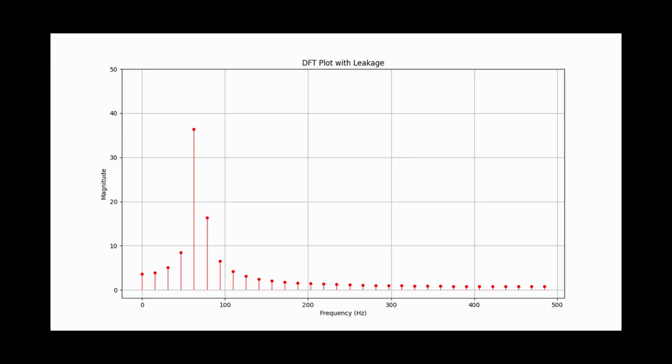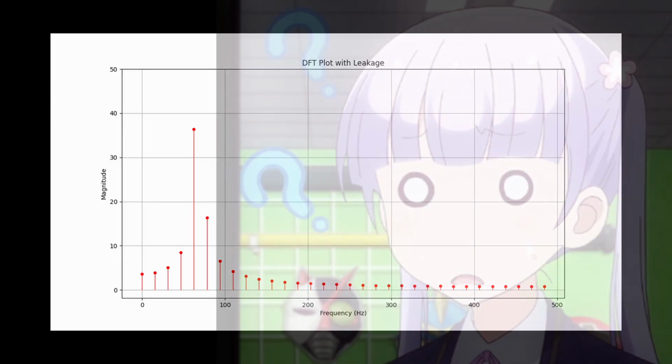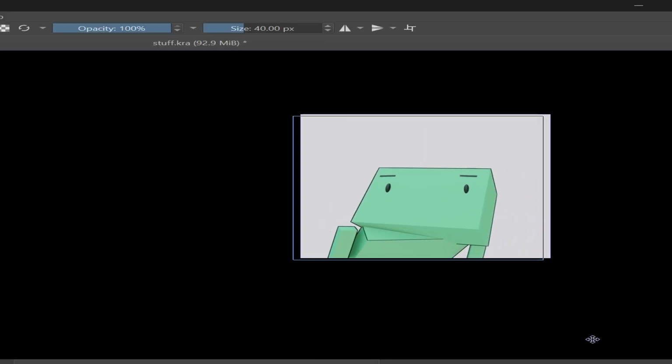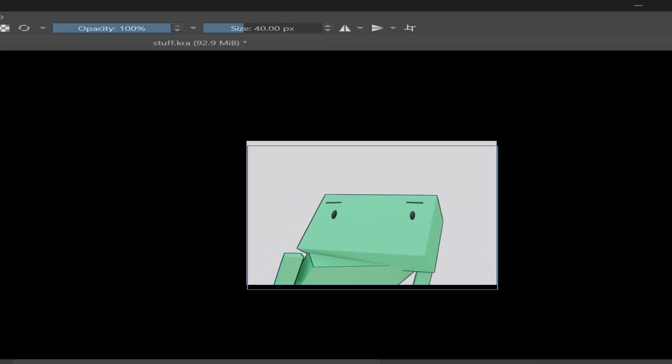For now, leakage is bad. It gives us muddy output where we can't actually tell what frequencies are present. How do we fix it? Well, it's the windows, isn't it? That's what I was talking about before I went into this big explanation.